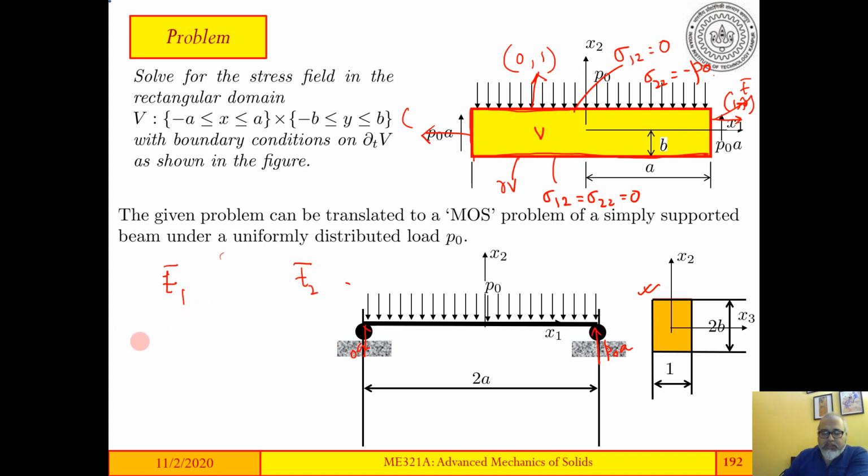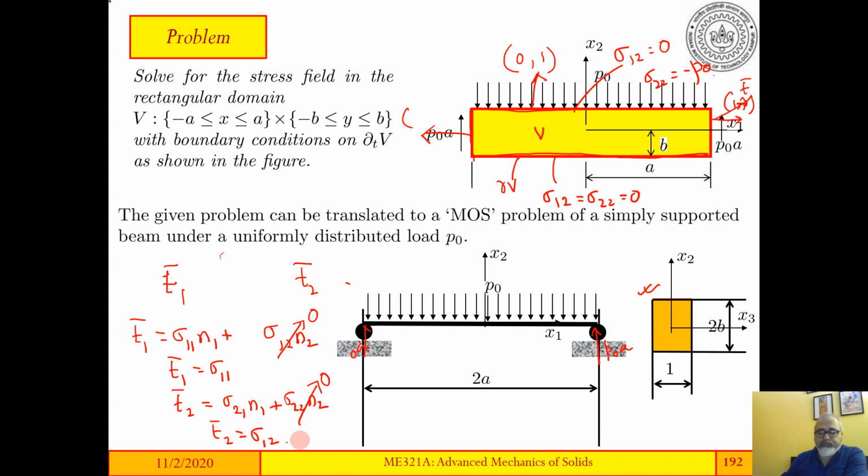The normal is in the 1, 0 direction. So T1 bar would be sigma 1,1 N1 plus sigma 1,2 N2. This is 0 because N2 is 0. This is 1. So T1 bar would be equal to sigma 1,1. T2 bar would be equal to sigma 2,1 N1 plus sigma 2,2 N2. This is 0. So T2 bar would be equal to sigma 1,2.